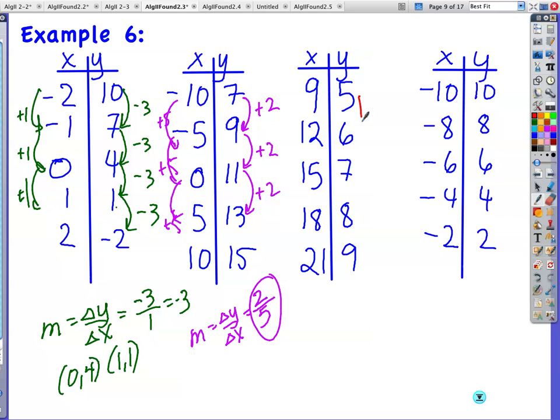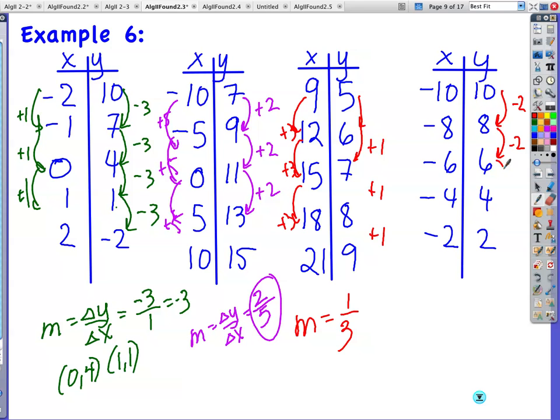Here we go again. What's the change here? +1, +1, +1. What's the change here? +3, +3, +3. You could take 2 points if you want and do the old-fashioned y2 minus y1 over x2 minus x1. I'm going for change in y, which is 1, over change in x, which is 3. Slope, 1/3.